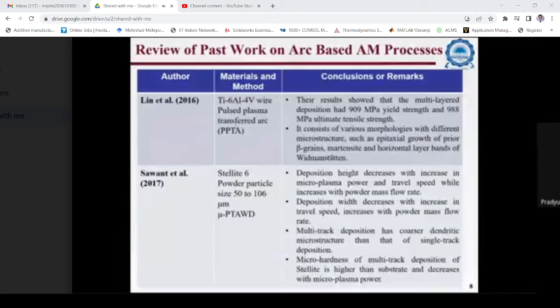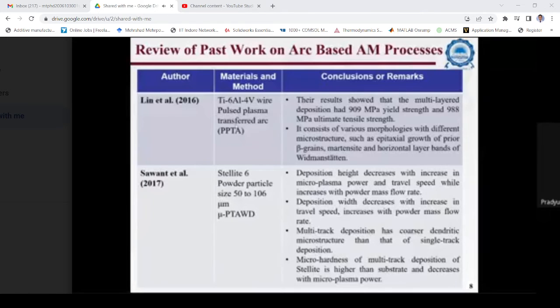The next literature review: the author used plasma transfer arc additive manufacturing, with titanium alloy wire used for deposition. A multi-layer deposition had approximately 900 megapascal yield strength and approximately 99 megapascal of ultimate tensile strength.